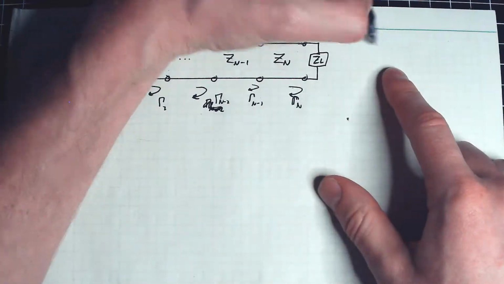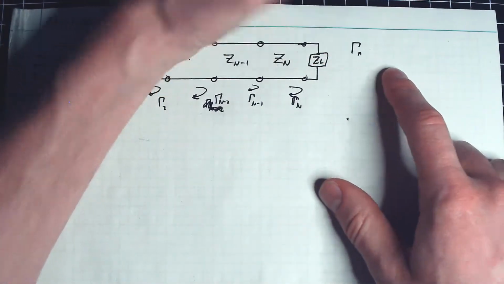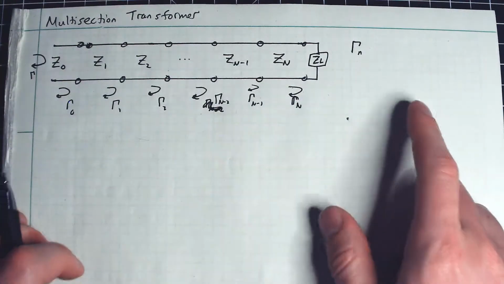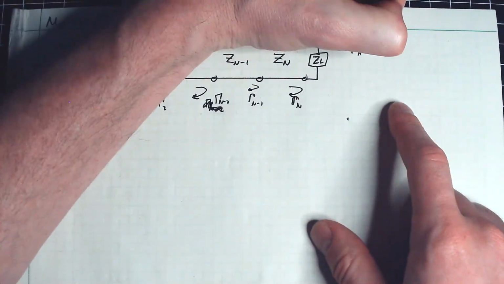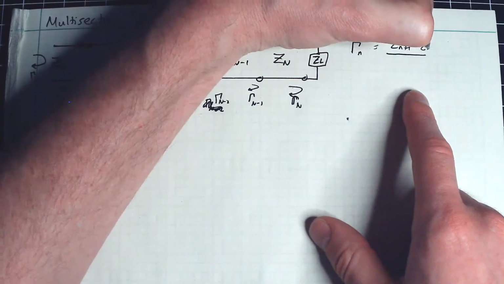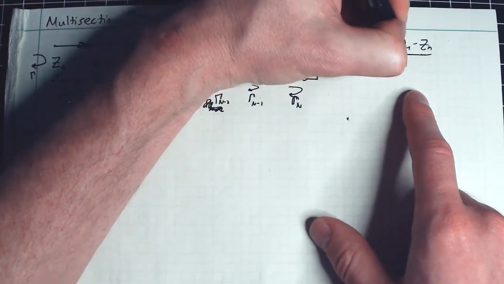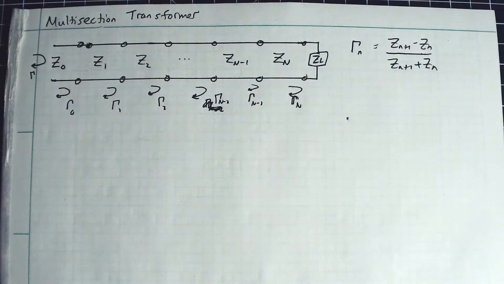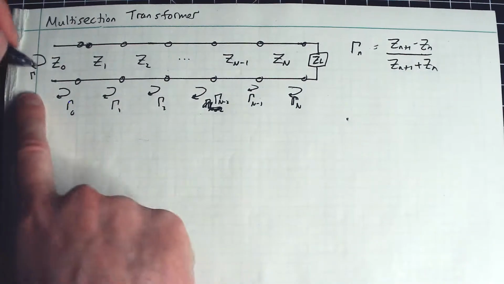Generally speaking, I would write gamma sub n, the nth one, pick one at random, as follows: Z sub n plus 1 minus Z sub n, divided by Z sub n plus 1 plus Z sub n. So that's the nth partial reflection coefficient. Okay, so how do I calculate this net gamma here?